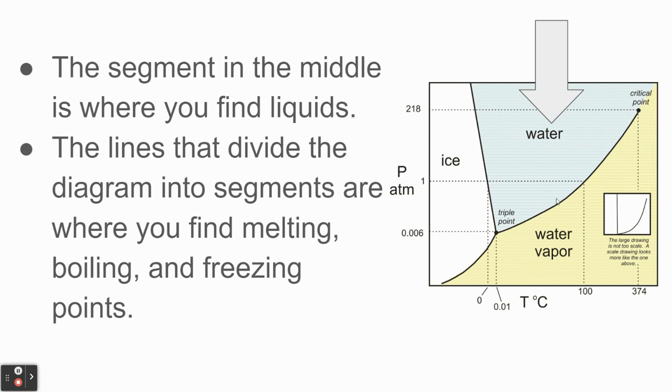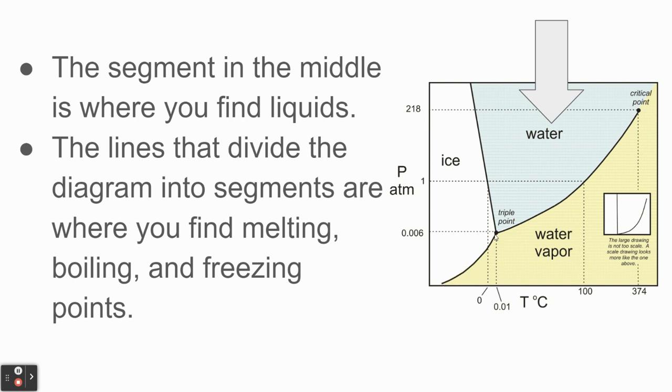This line here divides the liquid and the gas. So this line here is where vaporization and condensation are happening. Vaporization if you're going from liquid to gas, condensation if you're going from gas to liquid.